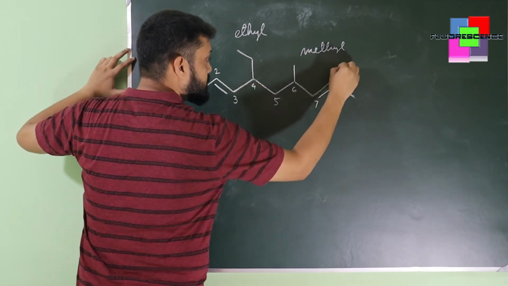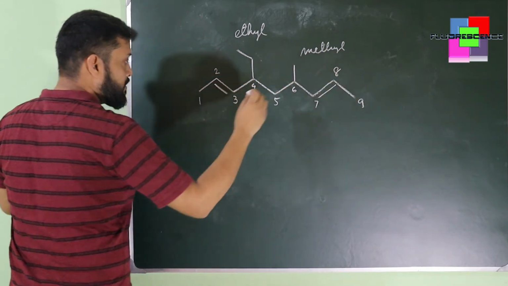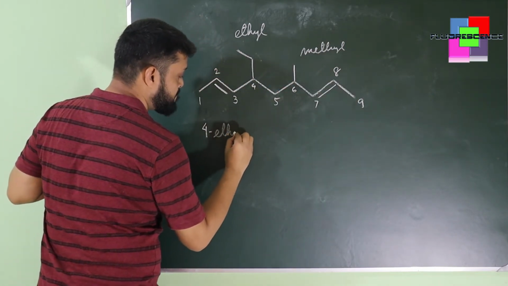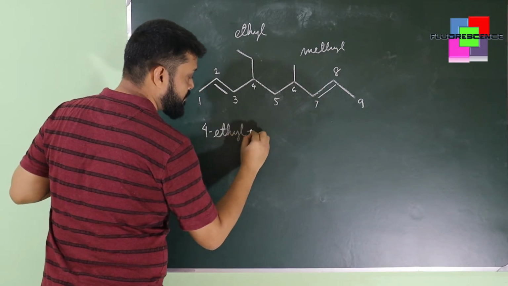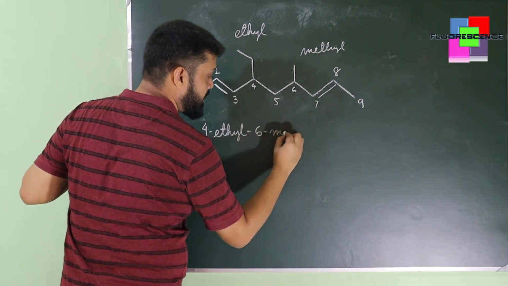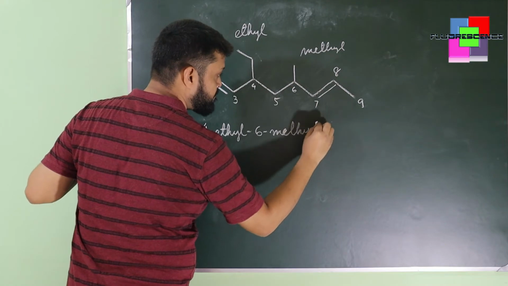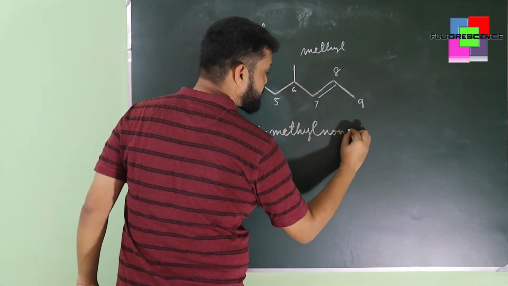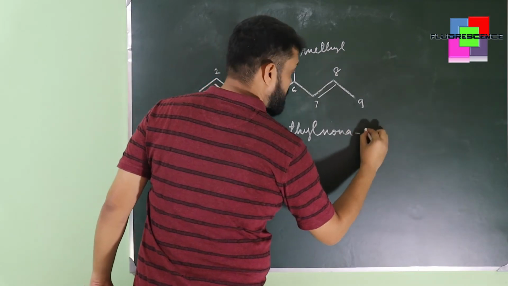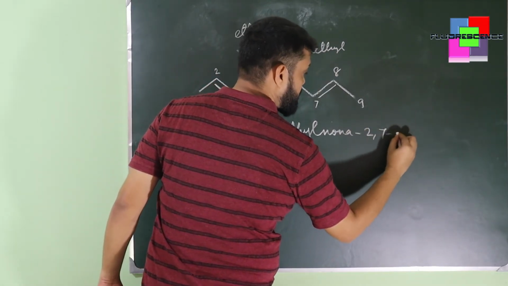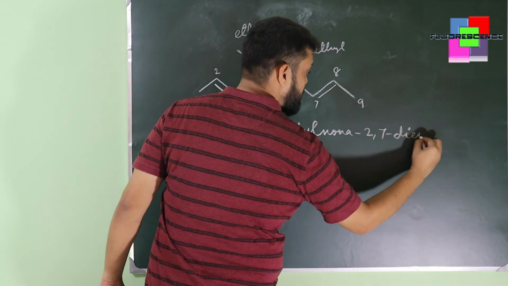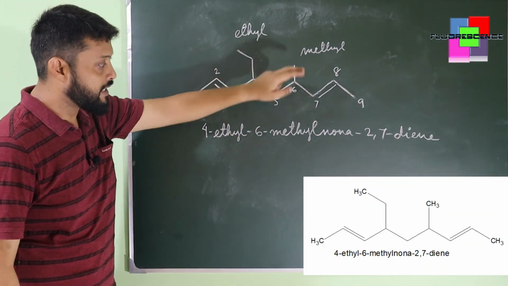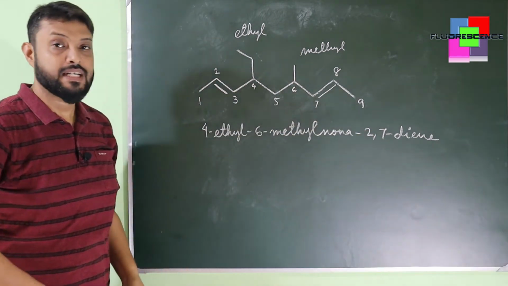So the name of this compound becomes 4 ethyl, 6-methyl, 9 carbon, so nona, 2,7 diene. 4-ethyl-6-methylnona-2,7-diene.